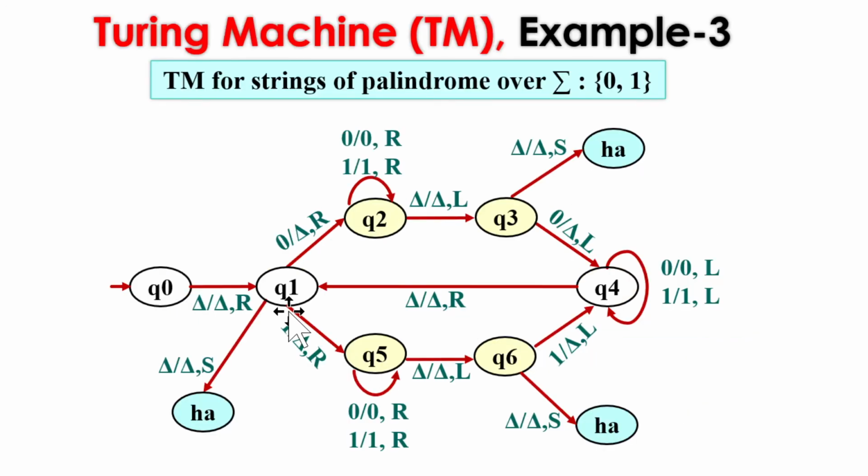Secondly, if you have the question for the binary palindrome, the machine is same. You just need to replace a with 0 and b with 1. Rest of the approach is same and the machine is also same.